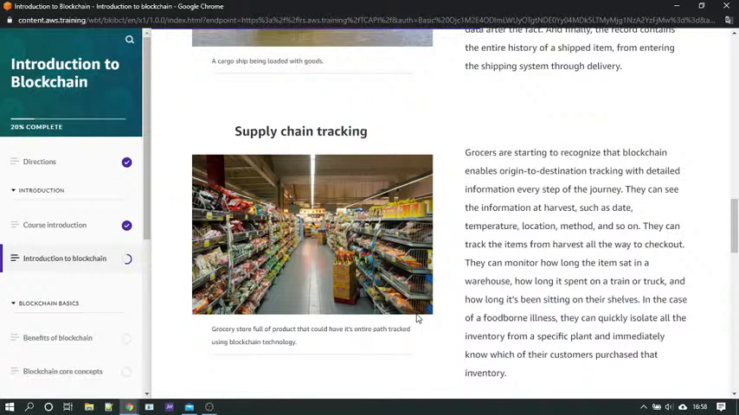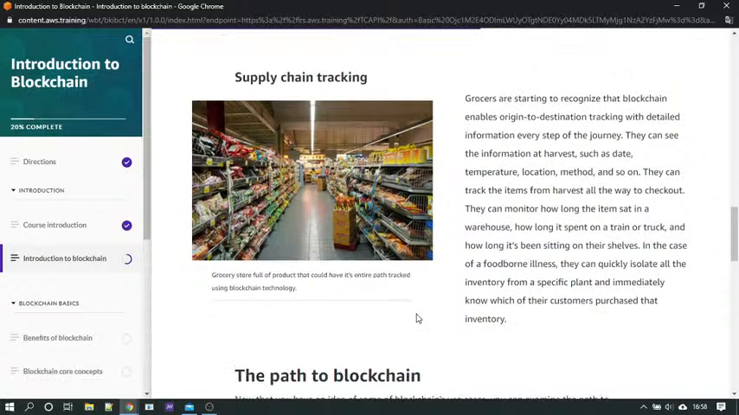In the case of a foodborne illness, they can quickly isolate all the inventory from a specific plant and immediately know which of their customers purchased that inventory.